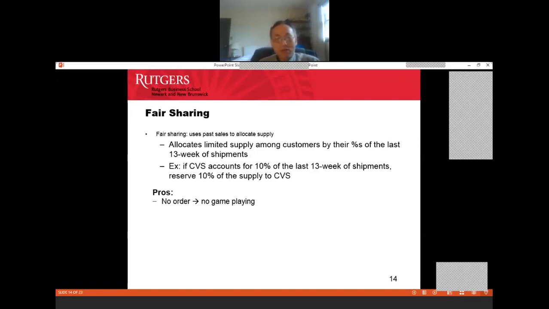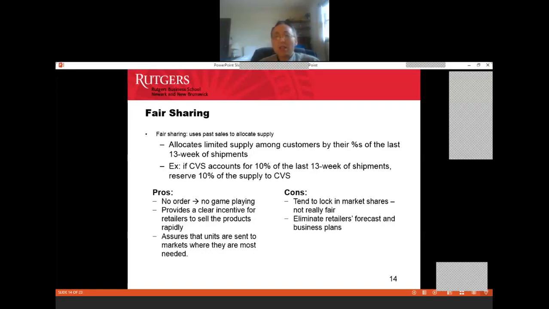It's efficient because it completely eliminates the game. It also provides a clear incentive for the retailers to sell more, because they can only get more if they sell more. Also, assuming the units will be sent to the markets where they are needed the most. Now, it is not fair because it eliminates the retailers' forecasts and business plans, and it also locks in the market share. The big retailers will always get more, and the smaller retailers will get less. So it is actually not fair, but it's efficient.